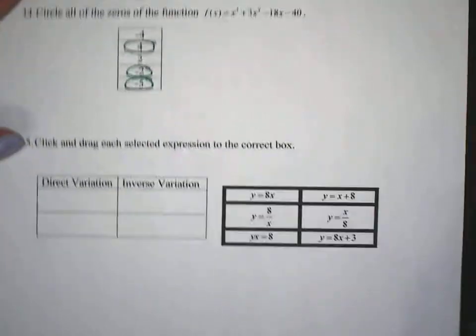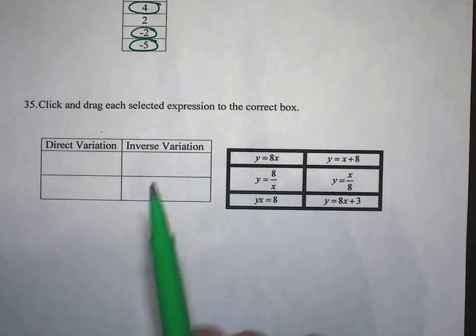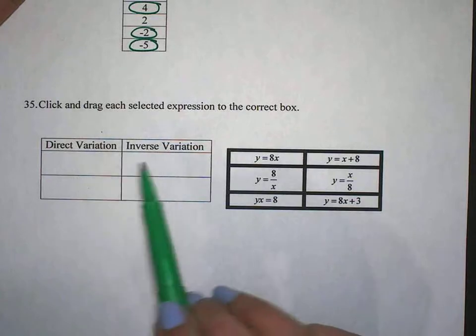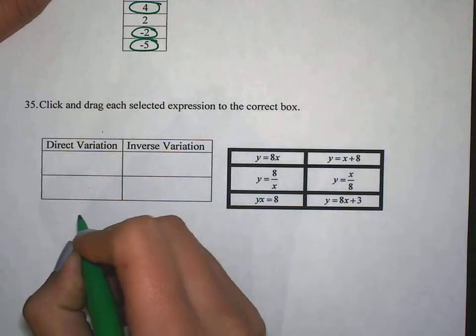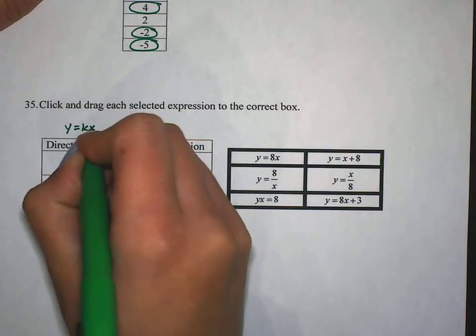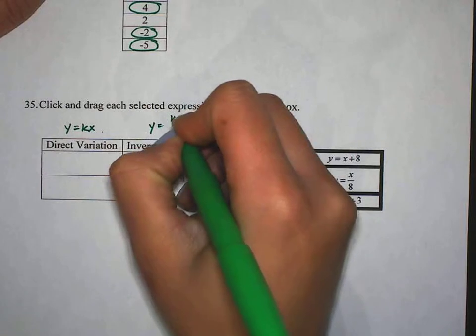Alright, the last question. Click and drag each selected expression to the correct box. So we have 2 that we need to go ahead and fill in for direct variation, and then 2 for inverse. Remember, direct is y equals k times x. X is directly next to k. Inverse variation is y equals k divided by x.